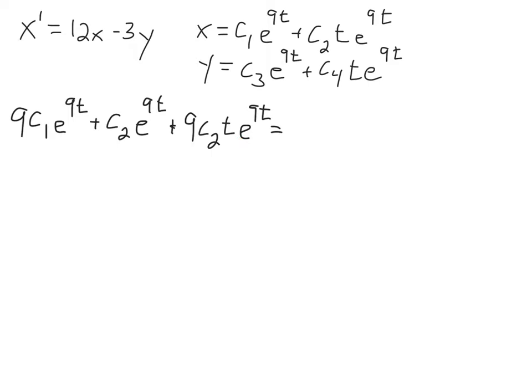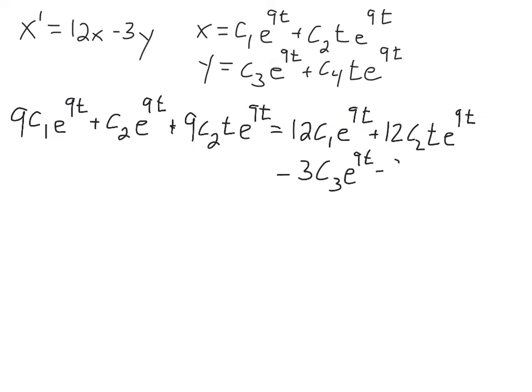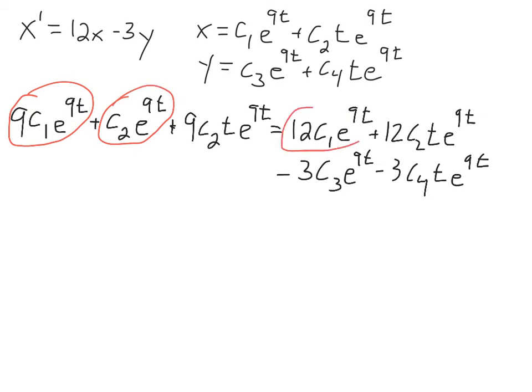I'm going to set that equal to 12 times x. So that would give me 12 c1 e to the 9t plus 12 c2 t e to the 9t, and minus 3y. So now I'm going to also subtract 3 c3 e to the 9t minus 3 c4 t e to the 9t. And then let's find the relationships between our coefficients by grouping terms. So grouping the terms that have e to the 9t in them, but without the t in front of them, there's 3 of them. So on the left side, we've got 9 c1 plus c2, and on the right side, we have 12 c1 minus 3 c3.